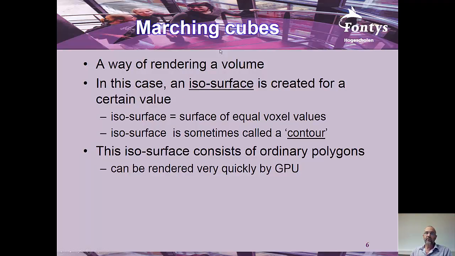So then, what about these marching cubes? It's a way of rendering a volume, showing what's inside the volume. And what we actually do with the marching cubes algorithm is create a so-called isosurface. An isosurface is a surface inside the volume that is made out of all the voxels that have the same value. So you can make, for example, an isosurface for voxel value 100, and that will show you as a surface all the voxels that have a value of 100.